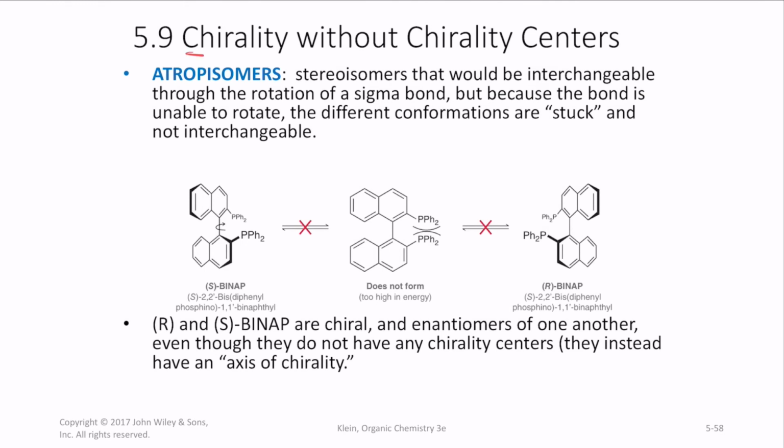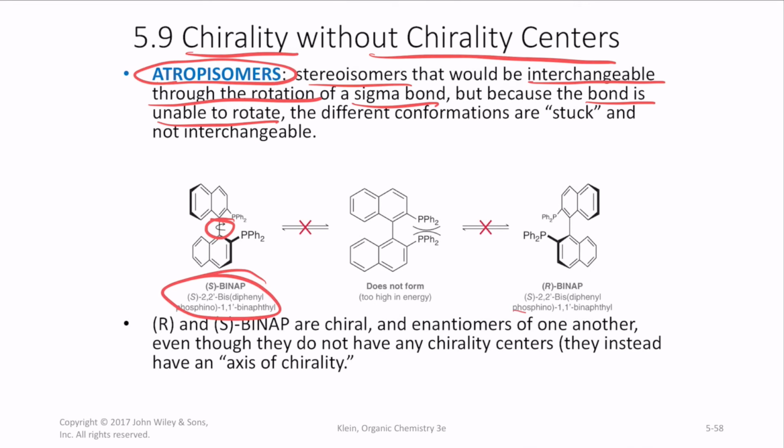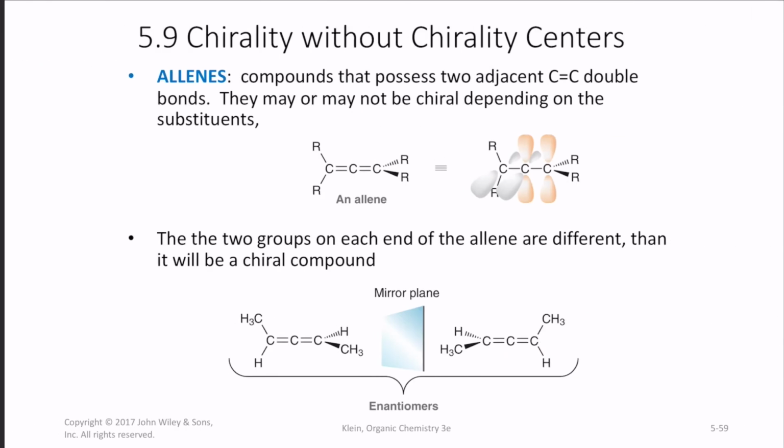Next ones are molecules without chirality centers but have chirality. One example is atropisomers, which are stereoisomers that would be interchangeable through the rotation of the sigma bond, but the bond here is unable to rotate. Because it's unable to rotate, it produces two different configurations, S and R, even though the molecule by itself does not have any chirality center anywhere on the compound. So these are examples of atropisomers.